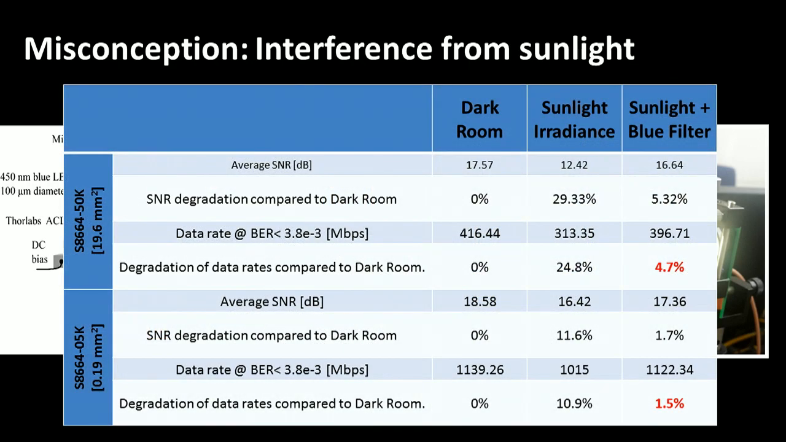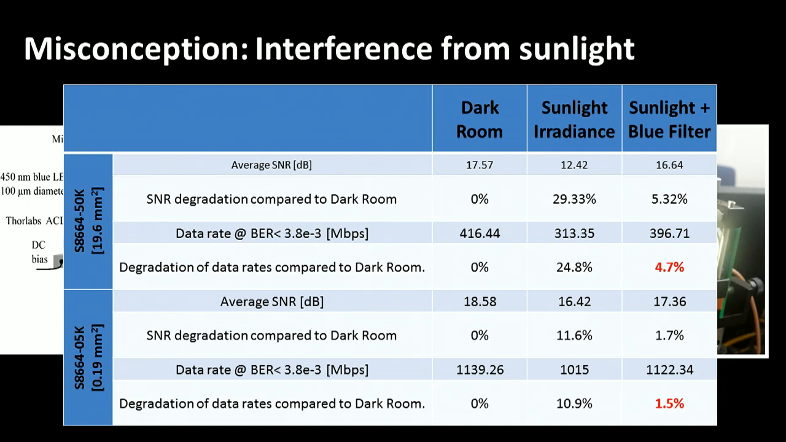I think we've used two different detectors, of size 19.6 square millimeter and a much smaller detector of 0.19 square millimeter, and have looked into the degradation of data rates because of this strong sunlight coming into the detector. And let's go to the low area detector.